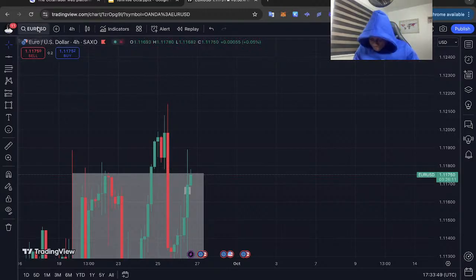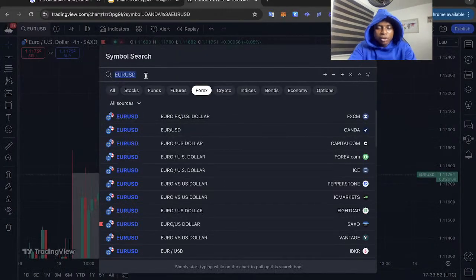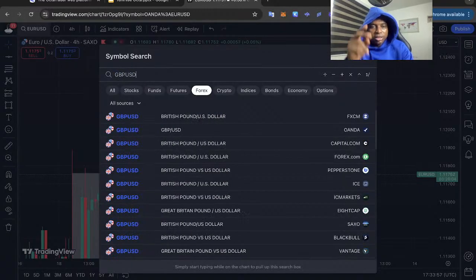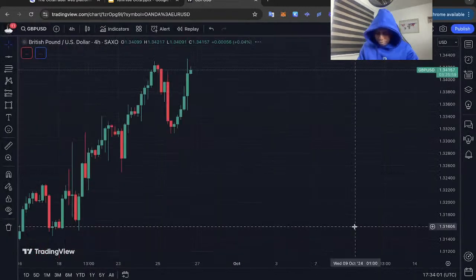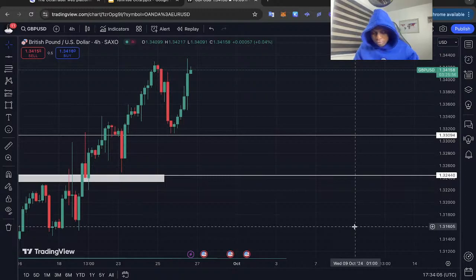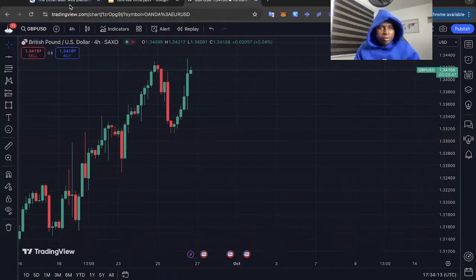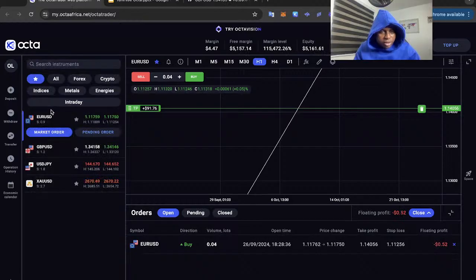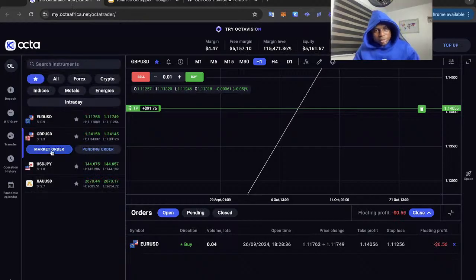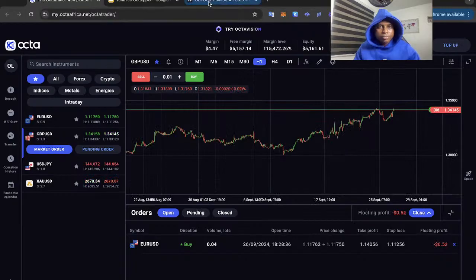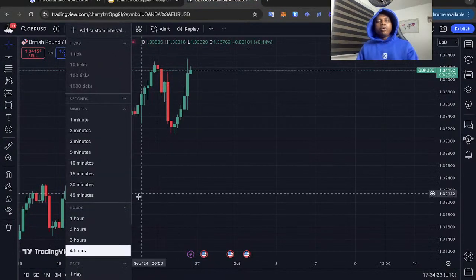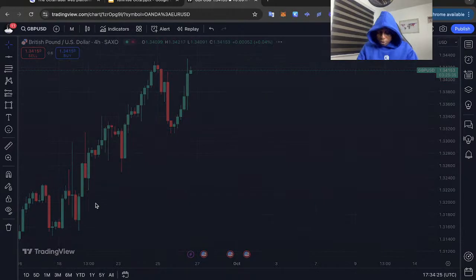All right, in the absence of that opportunity, now let's go to analyze GBPUSD. Okay, GBPUSD. Awesome. So for GBPUSD, let's go straight to the monthly time frame.